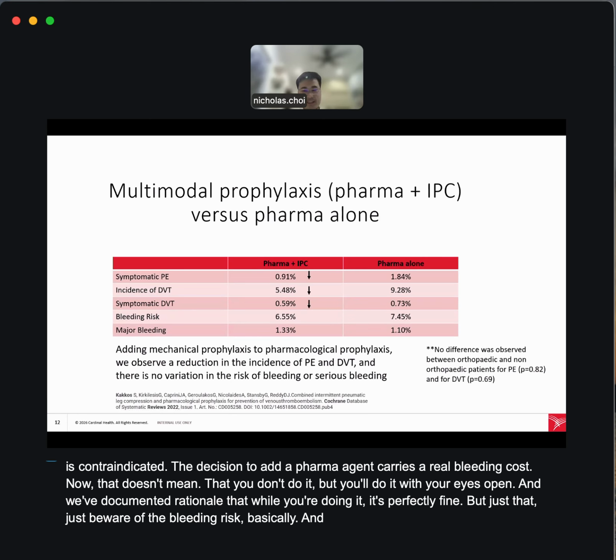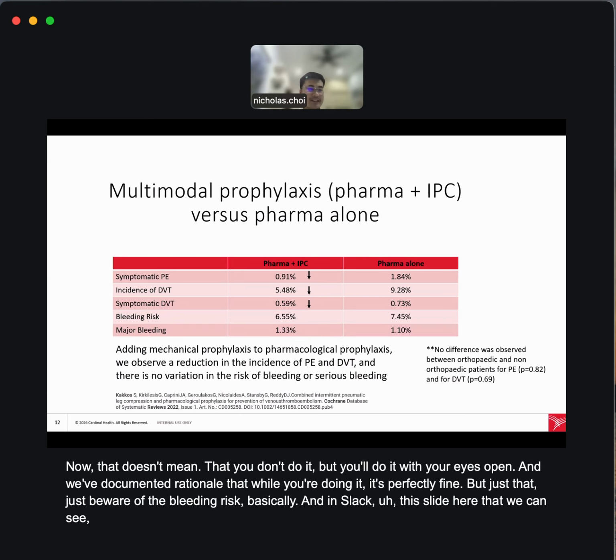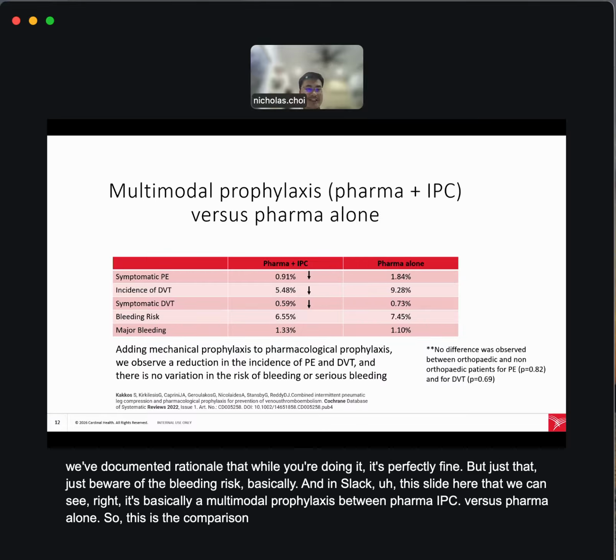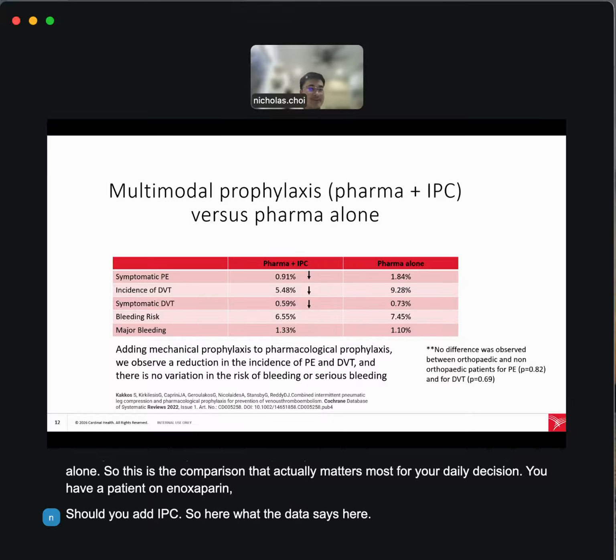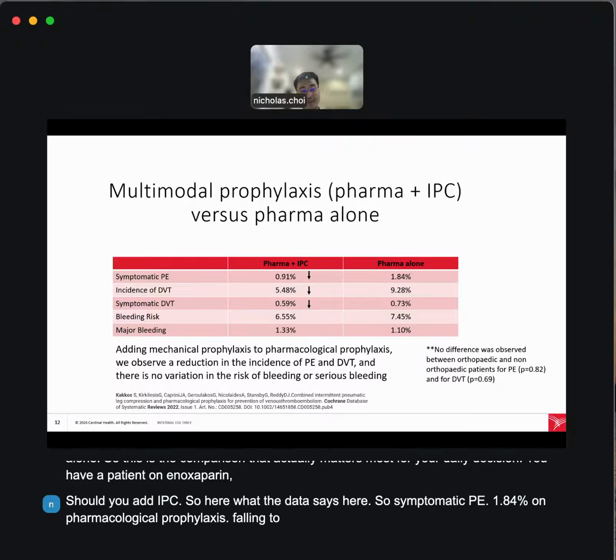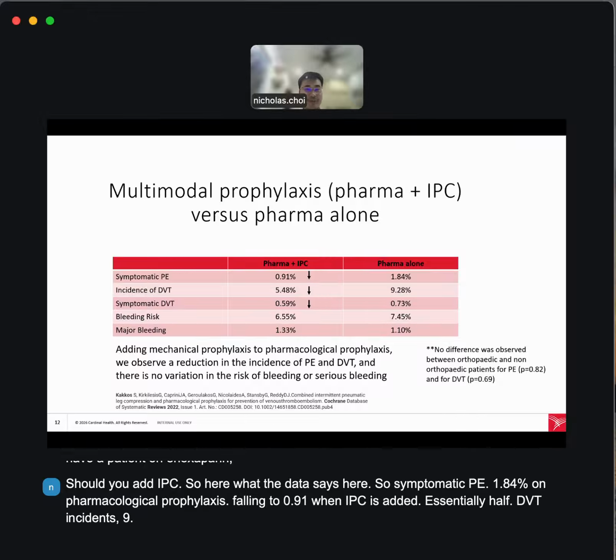And in this slide here that we can see, it's a multimodal prophylaxis between pharma plus IPC versus pharma alone. So this is the comparison that matters most for your daily decision. You have a patient on enoxaparin, should you add IPC? Here is what the data says. Symptomatic PE, 1.84% on pharmacological prophylaxis, falling to 0.91 when IPC is added, essentially half. DVT incidence, 9.82 down to 5.48 with IPC added as well. Symptomatic DVT, 0.73 down to 0.59.